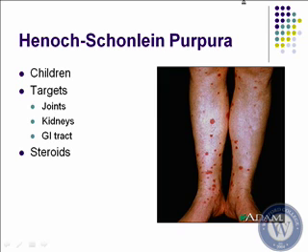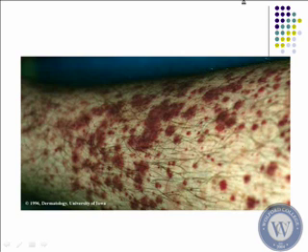The next one we'll talk about is Henoch-Schönlein purpura. It's a children's disease. It targets the joints and kidney, and you can see this extensive purpura on the skin because it begins to cause disruption of the capillaries of the skin. It's an autoimmune phenomenon. Again, steroids are usually the high-dose treatment for this. It becomes a confluent purpuric rash, which is what you're seeing here.